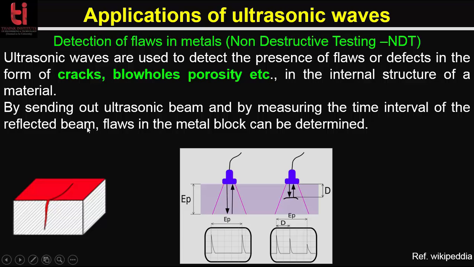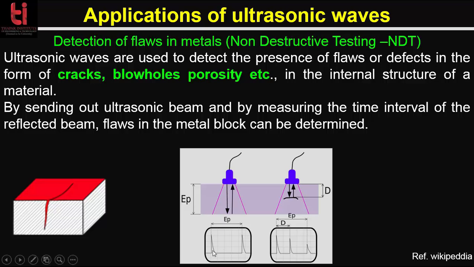What we do here is send out ultrasonic beams, and by measuring the time interval of the reflected beam, flaws in the metal block can be determined. When there is a flaw or some void space in the metal, as you can see here, a flaw or a void in the solid material reflects some energy back to the transducer, which is detected and displayed in the CRO signal.